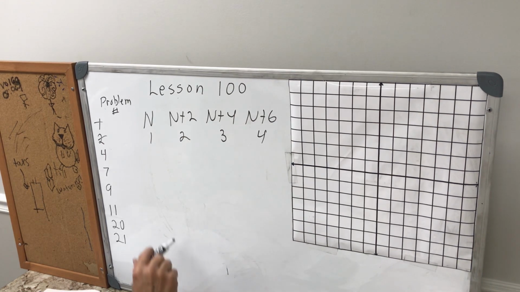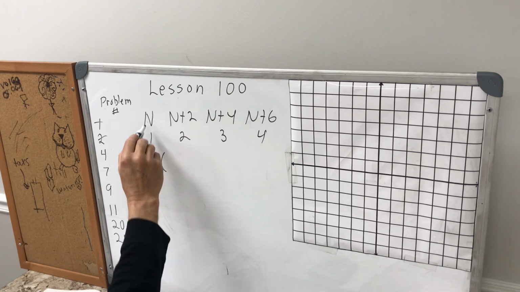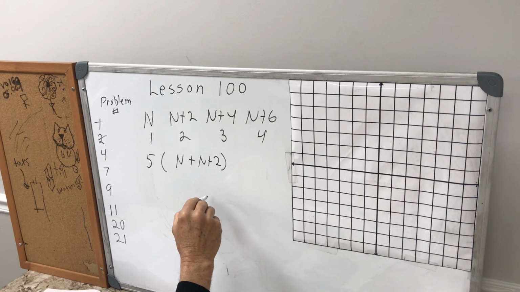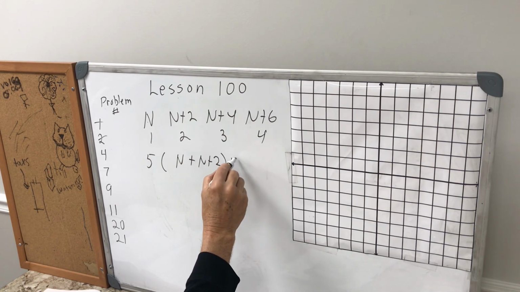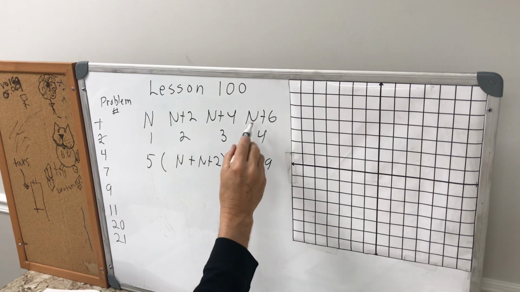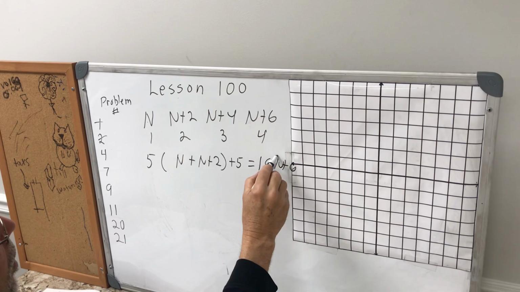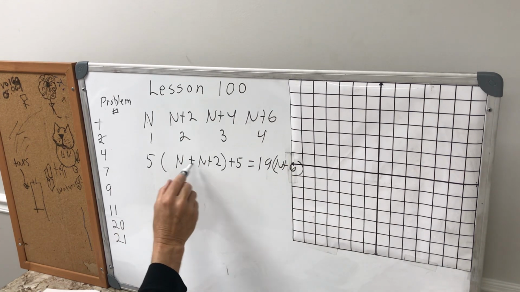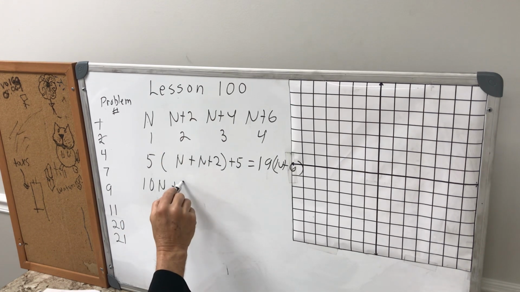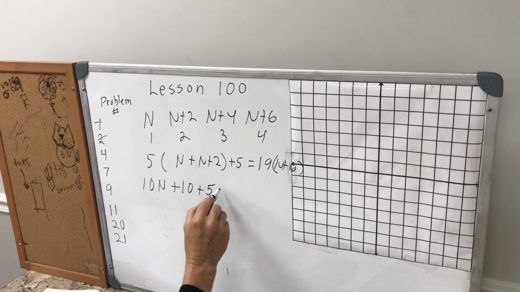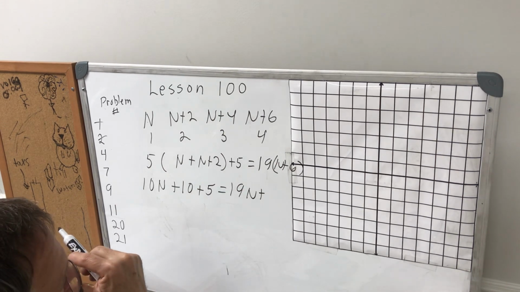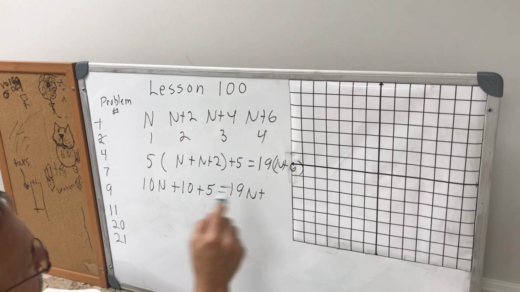5 times the sum of the first 2. We have n plus 2, was 5 less, so we need to add 5. And it's 19 times the fourth, n plus 6. 5n plus 5n is going to be 10n plus 10 plus 5 equals 19n plus 19 times 6 is 114.